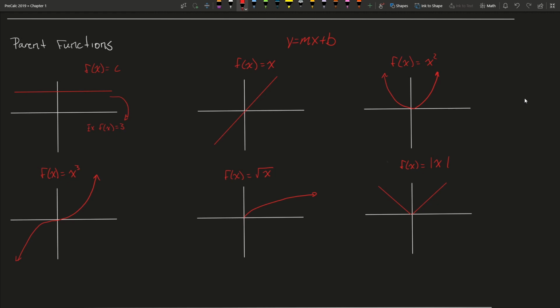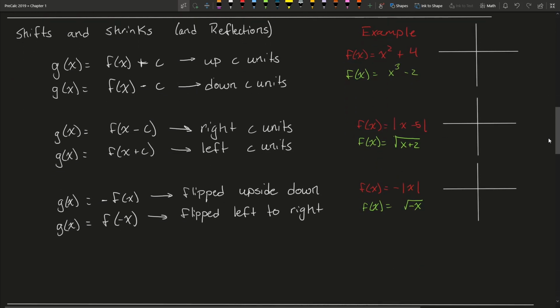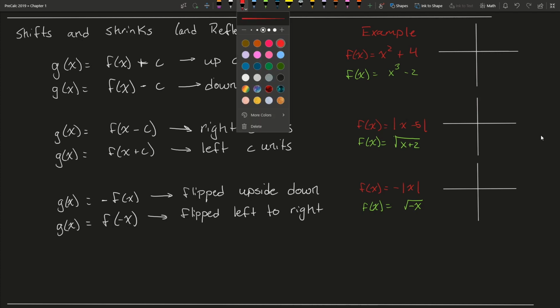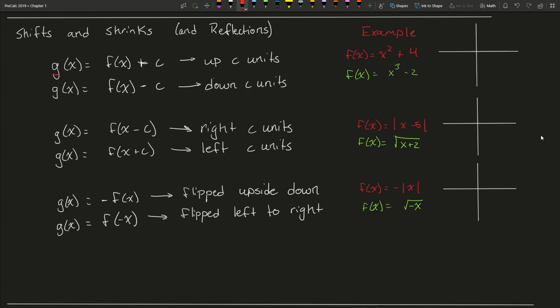And then f of x is equal to the absolute value of x, which are just 2 lines originating at the origin. We can manipulate these graphs in a lot of different ways. We can shift them up and down, we can shift them left and right, and we can invert them across the x-axis or across the y-axis. So first, shifting up and down. When we have a function g, which is one of the parent functions above, if we just add a number to that, we just shift the entire graph up.